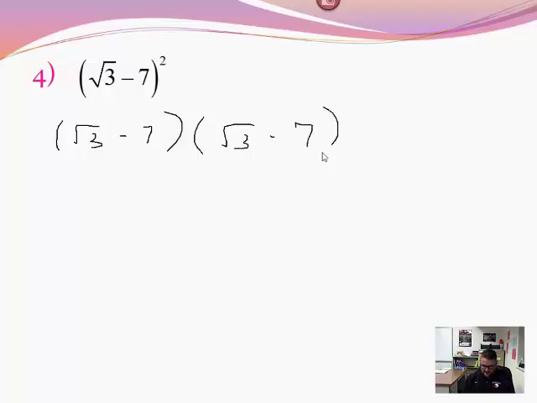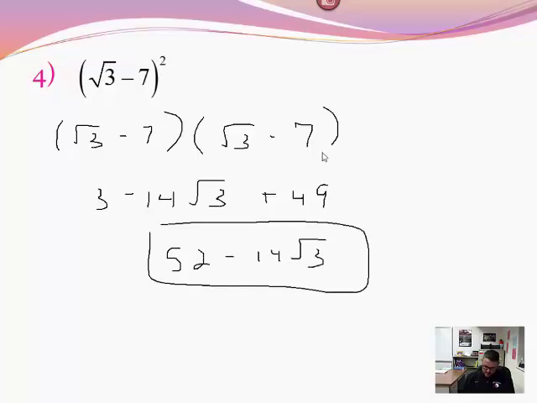So when you take the first times the first, the square root of 3 times the square root of 3 is 3. Now your outer term's negative 7 square root of 3, your inner term's negative 7 square root of 3, so that becomes minus 14 square root of 3 plus 49, and 3 plus 49 is 52 minus 14 square root of 3.